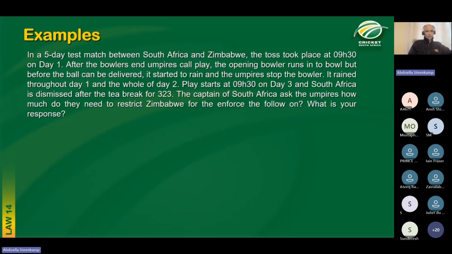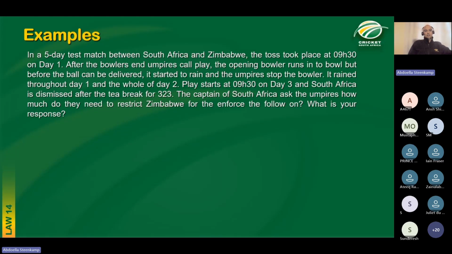Let's look at an example. Test match South Africa versus Zimbabwe. Toss took place at 9:30 on day 1. Play is about to start at 10 o'clock. The umpire calls play. The opening bowler runs in to bowl, takes about 3 steps, and the heavens open. It's bucketing down. Umpire stops the bowler. Bowler did not deliver the ball.